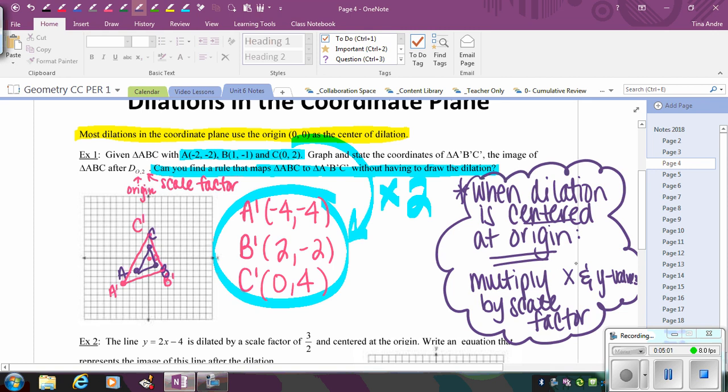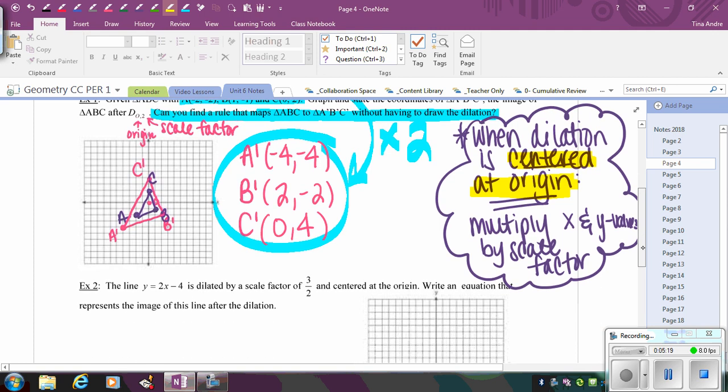So you multiply each, the x and the y value, or the coordinate, by whatever the scale factor is. And again, only when it's centered at the origin. So you might want to highlight that because that could be a common misconception that you just get in the habit of multiplying, and it's only if it's centered at the origin.